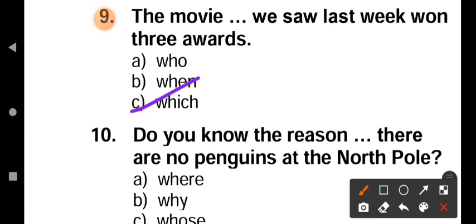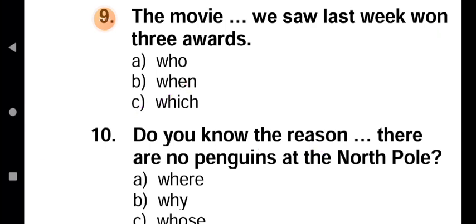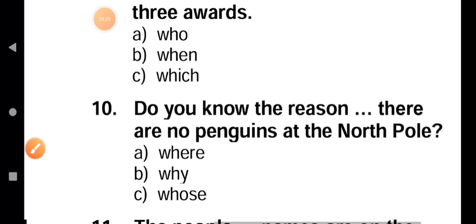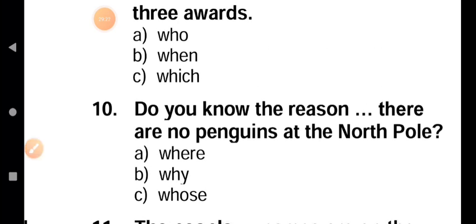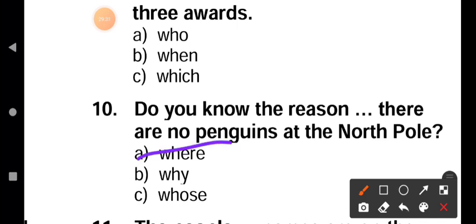And the next, the tenth one. What is the right answer? The tenth one is, do you know the reason? When we indicate a reason in the sentence in a defining relative clause, we should select why. Where indicates a place, whose is the possessive case.